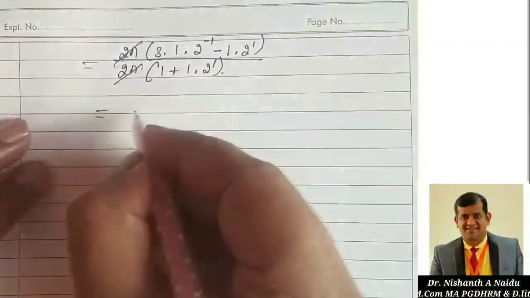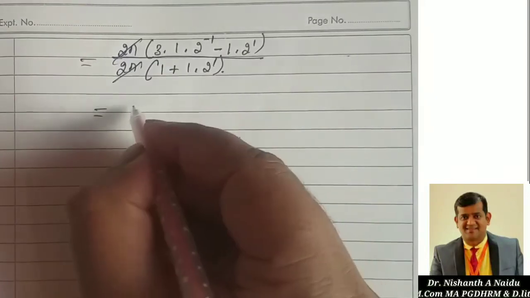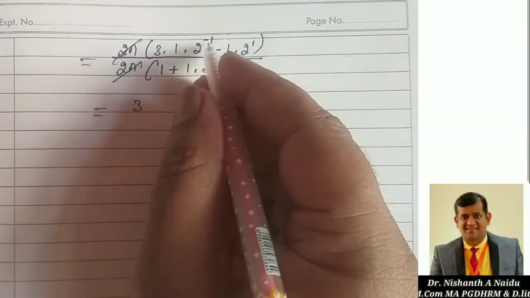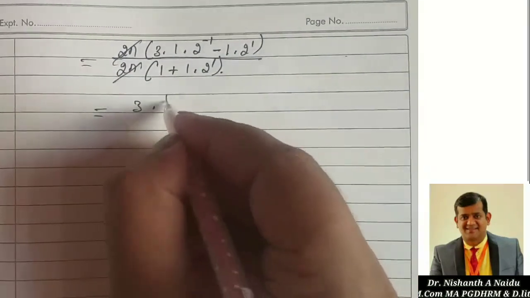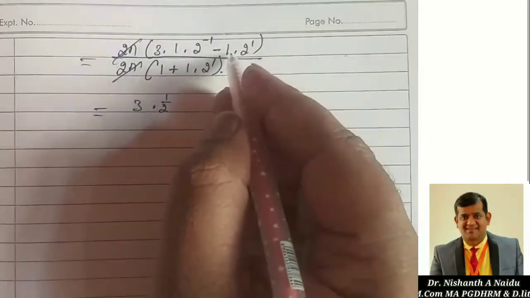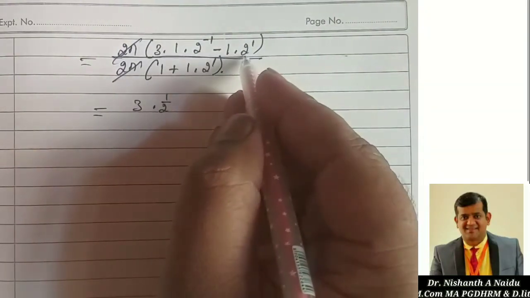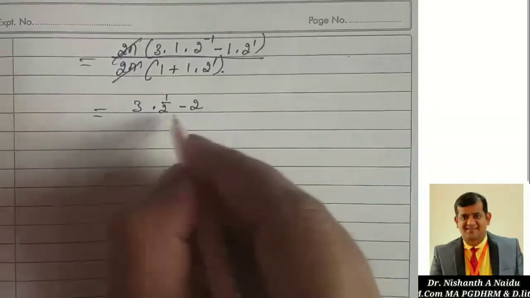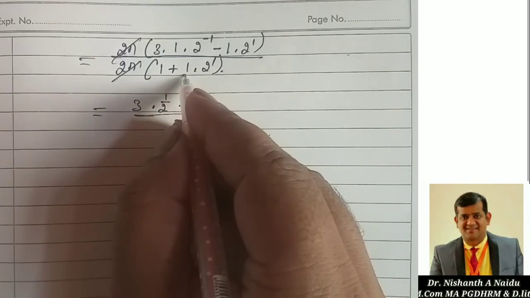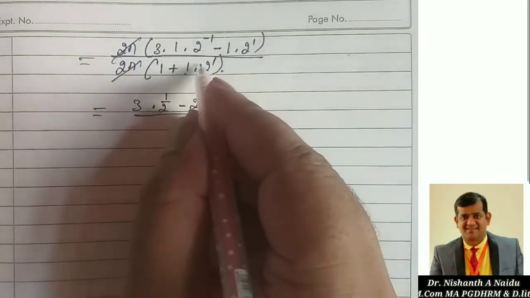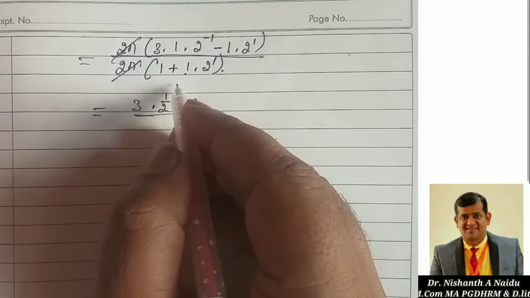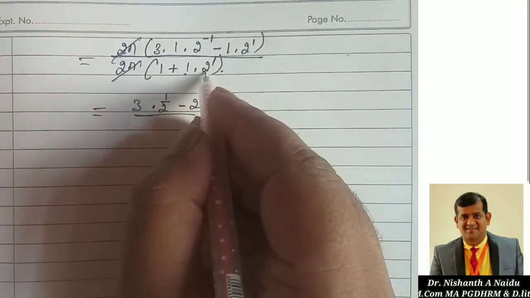In the next stage 3 ones are 3, that I have written. This minus 2 to the power of minus 1 will be 1 divided by 2 into 1 divided by 2. 1 minus 1 into 2 to the power of 1 is minus 2. Minus 2 divided by 1 plus 1 is 2. 2 to the power of 1 is 2. So that is 2 into 2 to the power of 1.